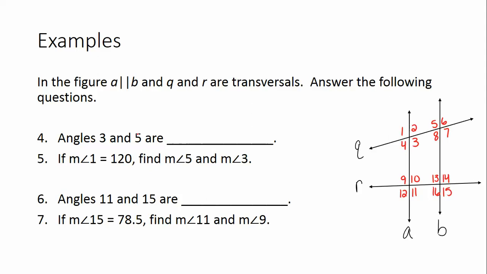So angles 3 and 5. If we look at 3 and 5, they are inside the parallel lines A and B, and they are opposite one another. So they are alternate interior angles.